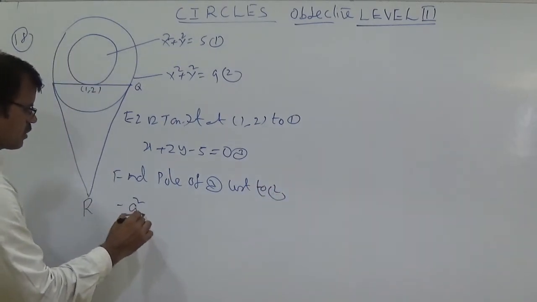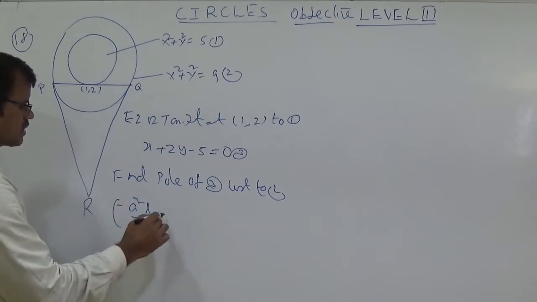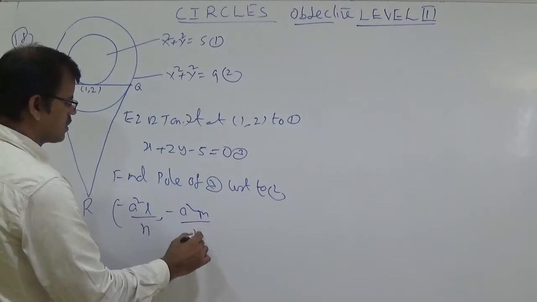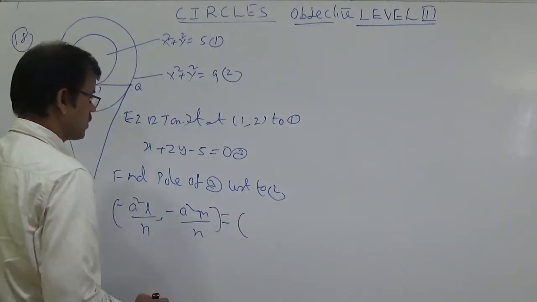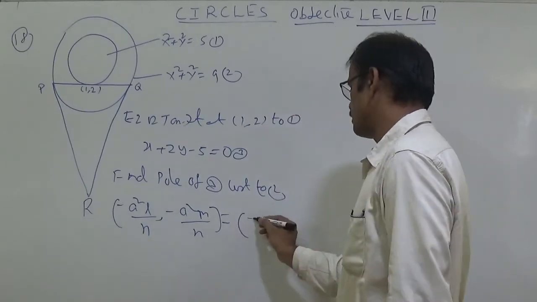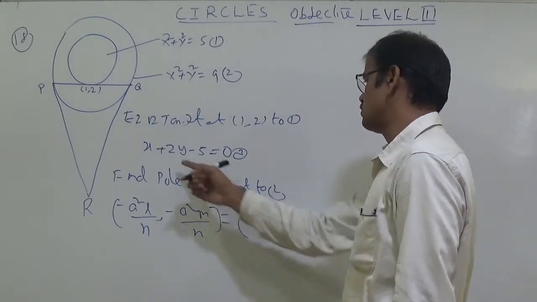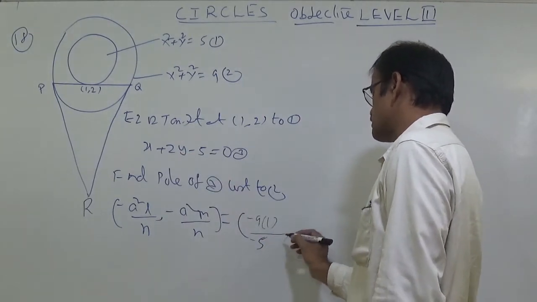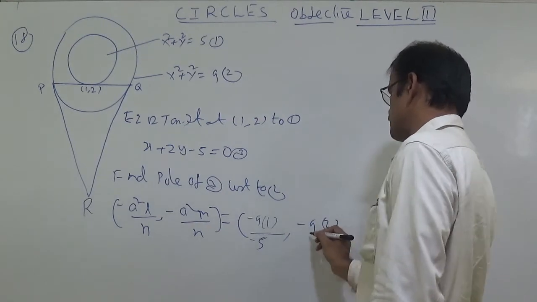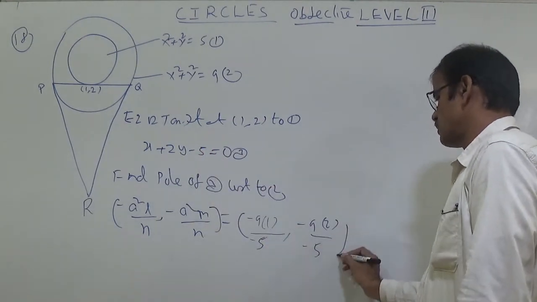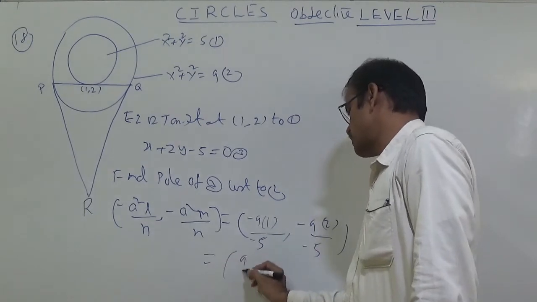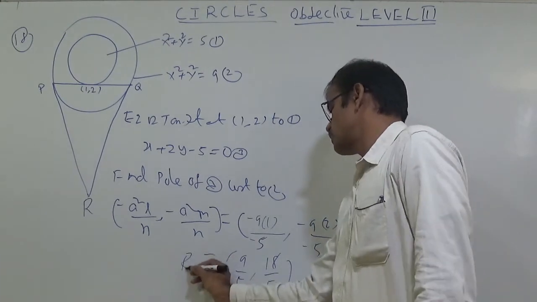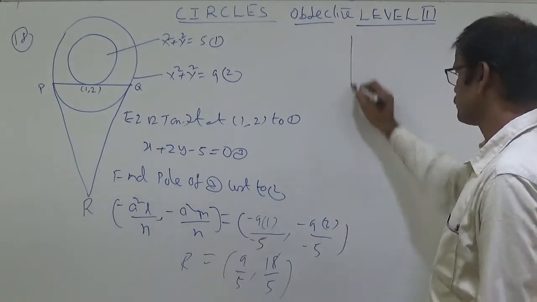The formula for the pole of the line lx + my + n = 0 with respect to the circle x² + y² = a² is (-a²l/n, -a²m/n). Here a² is 9, l = 1, m = 2, n = -5. So -9/-5 and -9 into 2 by -5. The minuses cancel. You can write (9/5, 18/5) as the pole. These are the coordinates of R.